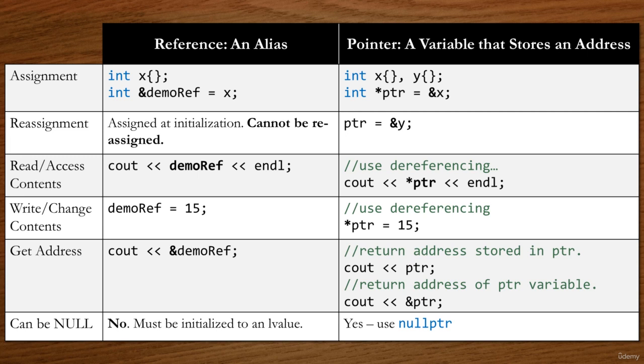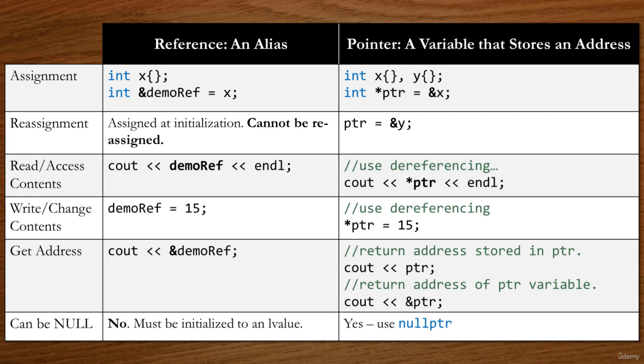In the next line we have writing contents or changing contents. Now with the reference again we use that just like you would the actual variable. So you can either use x or you can use the reference name. So demo ref in this case, you set that to 15. Now when you do console output x or console output demo ref, in both instances you'll print out 15, because both of those names basically refer to the same thing. So x is demo ref and demo ref is x, right?